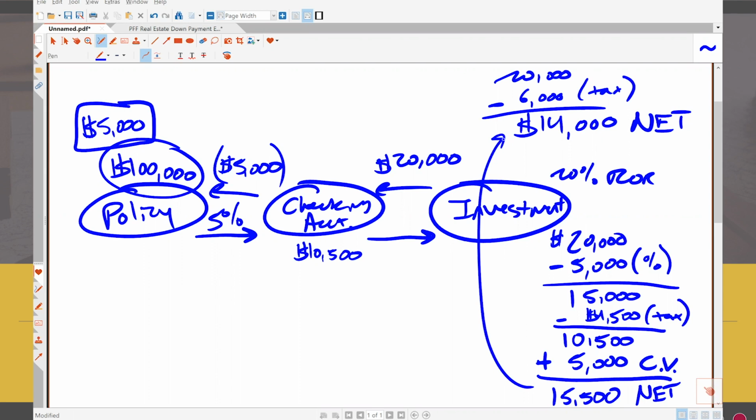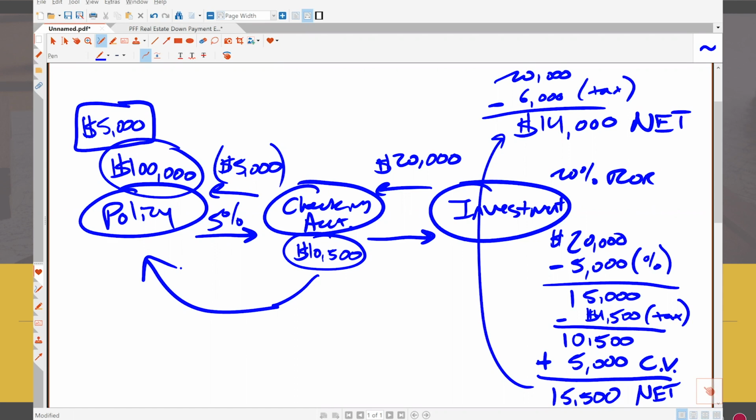But the problem is that we're still stuck seeing the checking account as the hub, not the policy. If you want to practice infinite banking properly, we have to change our perspective where the policy is the hub and the checking account is just an extension of the policy. So in the real world, I wouldn't suggest leaving $10,500 in the checking account. I would suggest rolling it all back into the policy and making the policy grow faster. And that's kind of what I'm going to show you how to do in just a moment.